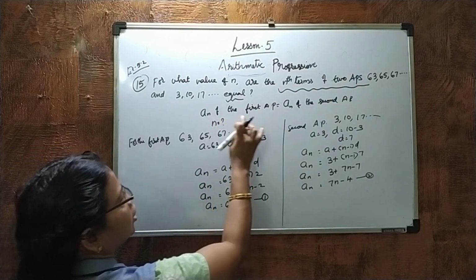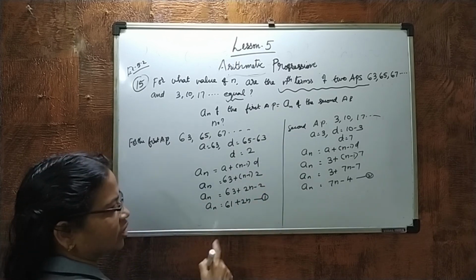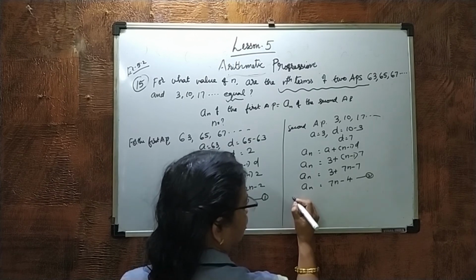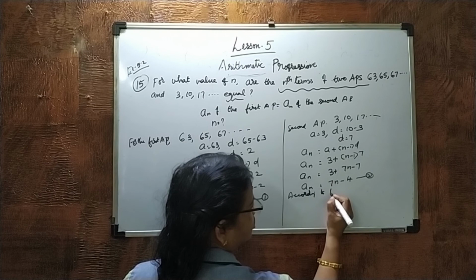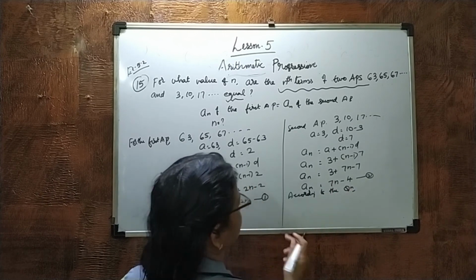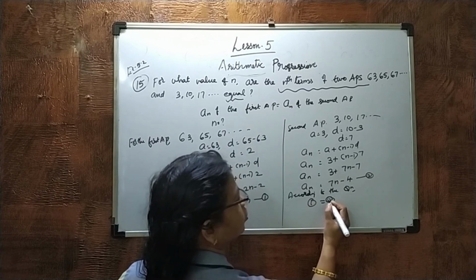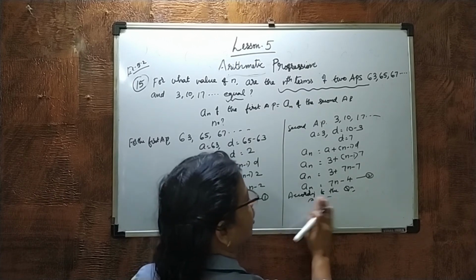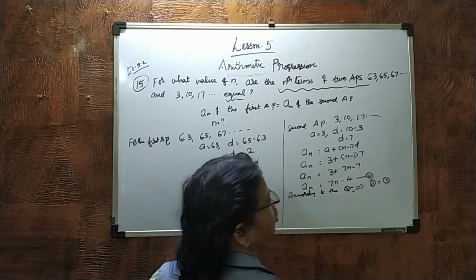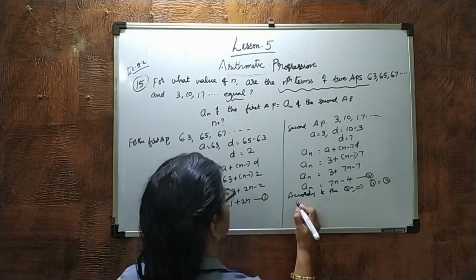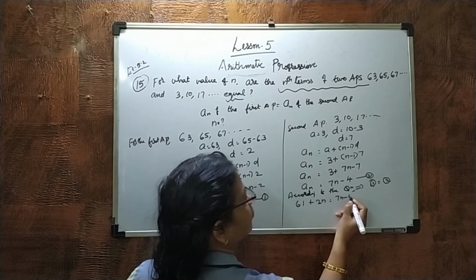Then what they told: an of the first AP will be equal to an of the second AP. Right? According to the condition, according to the question, an of the first AP, equation number 1, should be equal to equation number 2. So it will be 61 plus 2n equals 7n minus 4.